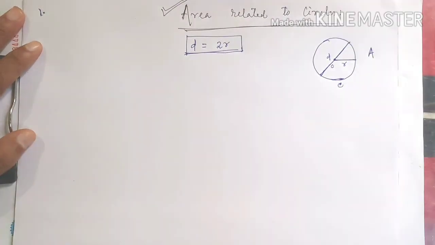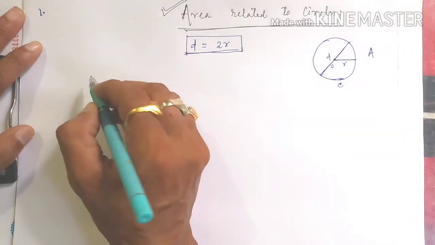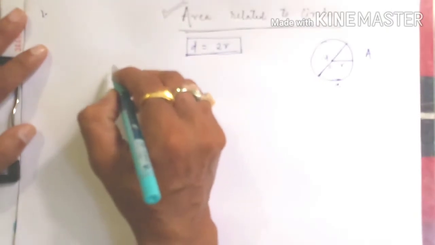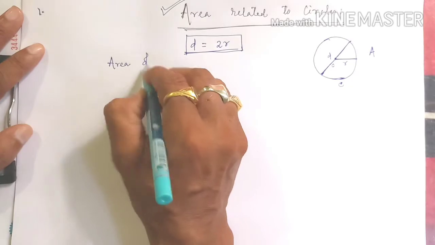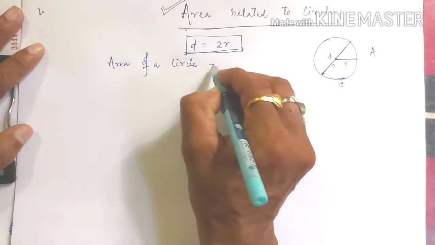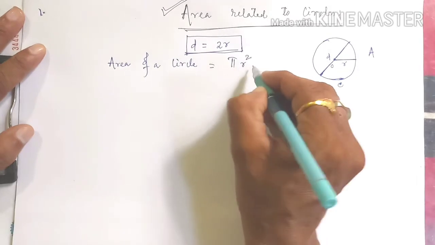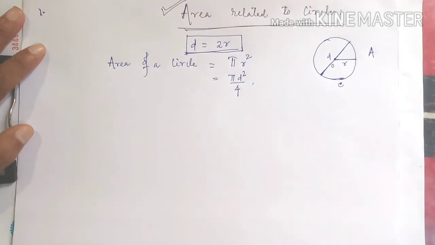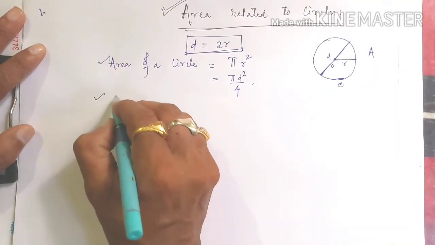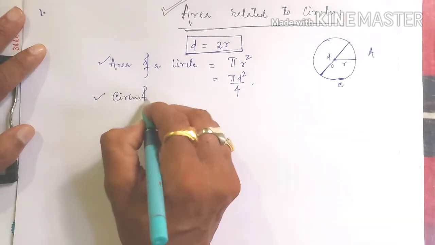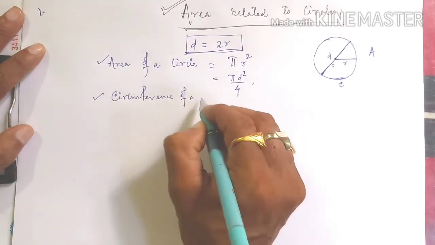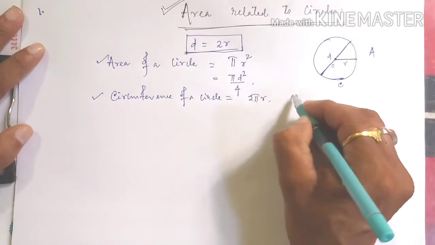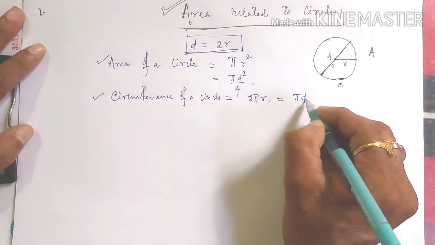Already in class 9th, 8th, and 7th you know the terms related to circles. Now how to calculate the area of the complete circle? Area of a circle is equal to pi r square, or in terms of diameter we can write pi d square by 4. Clear? Now what is the circumference of a circle? That means the outer boundary, that is 2 pi r, or we can write pi d, because 2 into r is equal to the diameter.